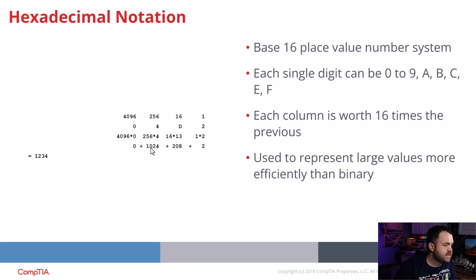So if we total this up, we get 1, 2, 3, 4. There are two ways that this is used. If there are really big numbers and we need to put them in a small space, then we can use hexadecimal notation. But most of the time, where you're going to see this is when it comes to networking. Our MAC addresses are in hexadecimal, as are our IP version 6 addresses, okay?